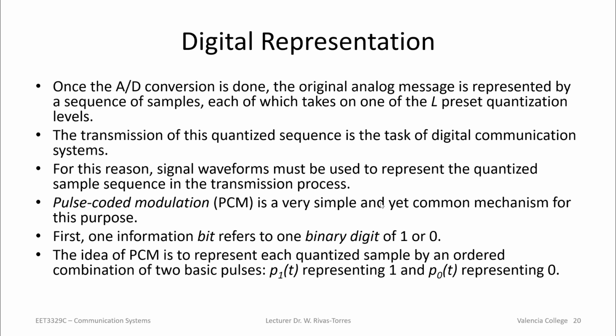For first, one information bit refers to a binary digit, either 1 or 0, right? So we're going to convert everything to bits, and everything is going to end up being a 1 or 0, or combinations of 1s and 0s. Essentially, we're going to have two waveforms that we are going to worry about. Something we're going to call p1(t), which is going to represent the 1, and p0(t), which is going to represent the 0, right? That's really what it is. And they're going to be constant from one sample interval to the next sample interval. They're going to stay constant, which is another nice thing about it.